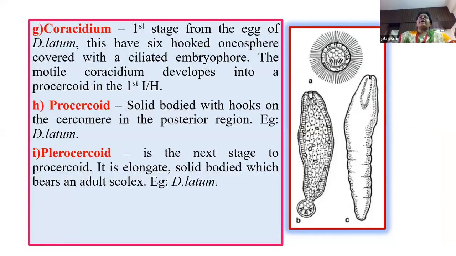And Coracidium: an egg with a 6-hooked oncosphere covered with a ciliated embryophore is called Coracidium. This is the Coracidium. And a solid-bodied metacestode with hooks in the segmented section or constricted area is called procercoid. And this is plerocercoid. It is the next stage to procercoid. It is an elongated solid-bodied metacestode which bears an adult scolex. So a well-developed scolex is there in the case of plerocercoid. Coracidium, procercoid, and plerocercoid, all these larval stages will be found in Diphyllobothrium latum infections.